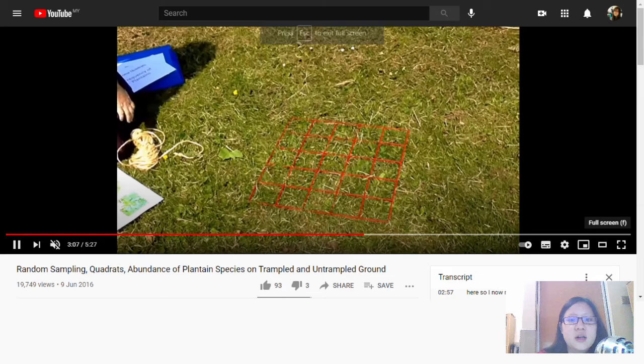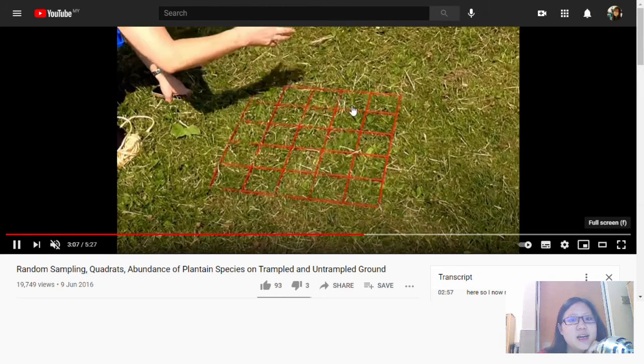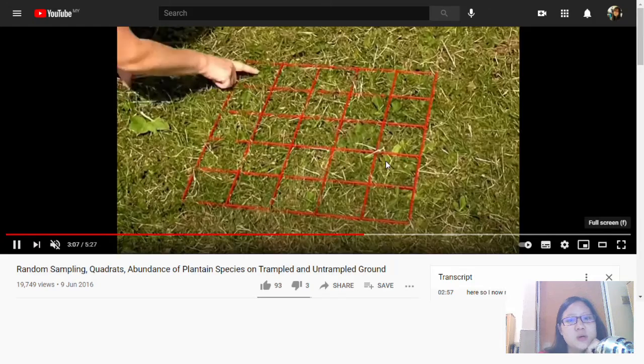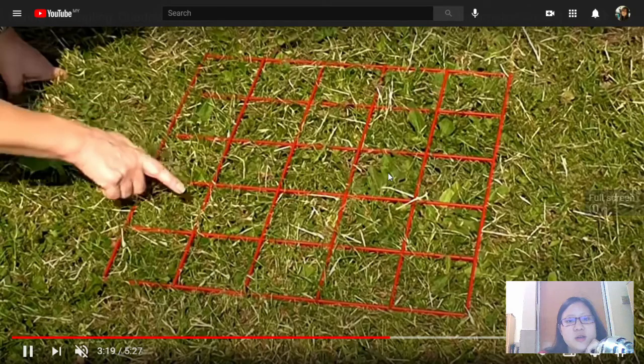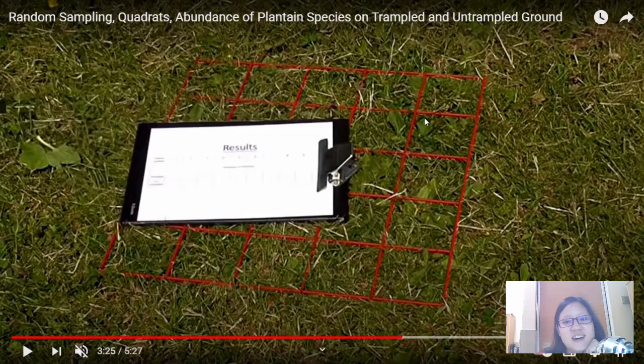Can I enlarge this? No, it's a bit off. But you can see that they are looking at it, and you can vaguely see some plantain species. Alright, whoops. Go away, results table.